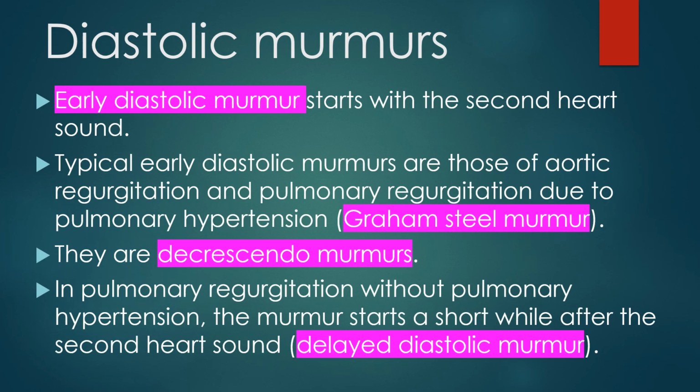Early diastolic murmur starts with the second heart sound. Typical early diastolic murmurs are those of aortic regurgitation and pulmonary regurgitation due to pulmonary hypertension, that is the Graham-Steell murmur. They are decrescendo murmurs. In pulmonary regurgitation without pulmonary hypertension, the murmur starts a short while after the second heart sound. It's also known as a delayed diastolic murmur.